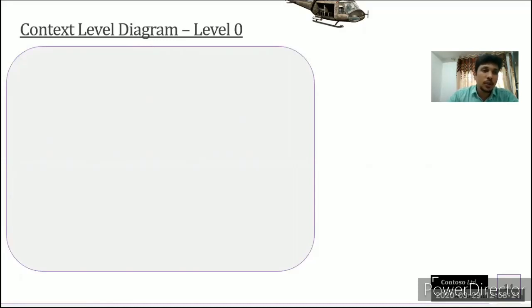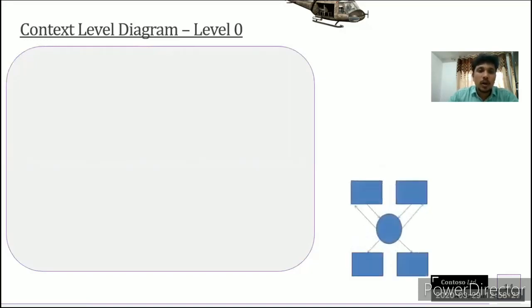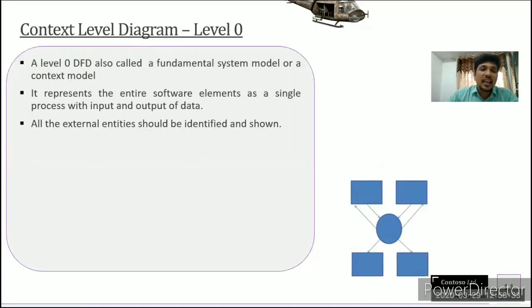First of all, we are going to discuss the context level diagram of the data flow diagram. The context level diagram is also known as the level 0 diagram or fundamental diagram. It represents the entire software as a single process with input and output of data. It represents an entire view of a system. A context level diagram is used to establish the context and boundaries to be modeled.